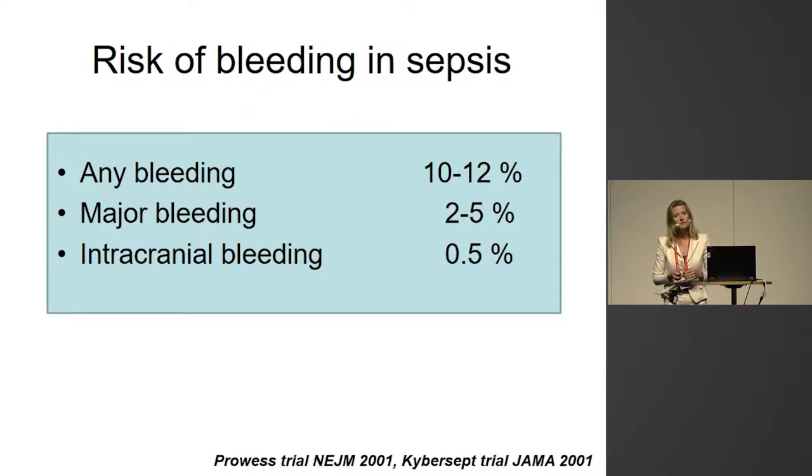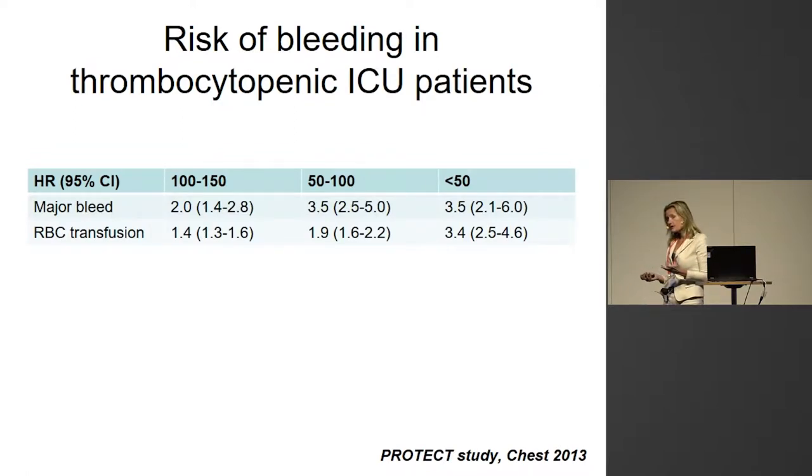Yes, we do, from trials that have evaluated anticoagulant interventions that have meticulously looked at the incidence of bleeding. And yes, the sepsis patients bleed 10 to 12%, but a major bleeding requiring red blood cell transfusion or requiring intervention, that actually doesn't happen that often. And an intracranial bleed is actually very rare. Okay, is the risk of bleeding increased if your coagulopathy is very bad? Yes, that's true. If you divide your population in very low platelet and not so low, you see that the risk of bleeding increases.